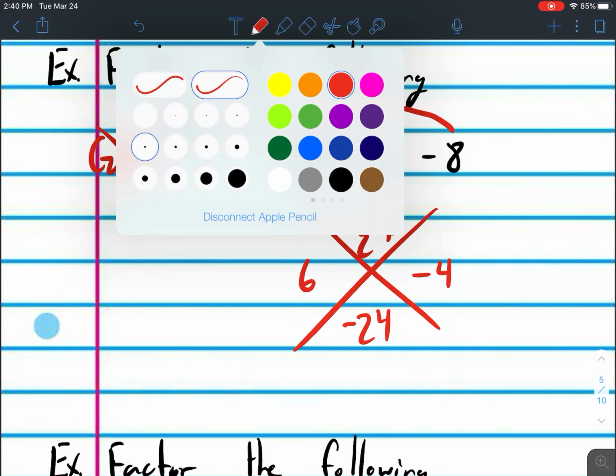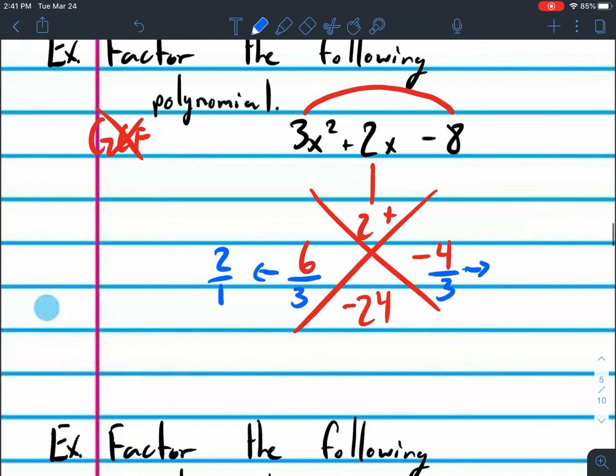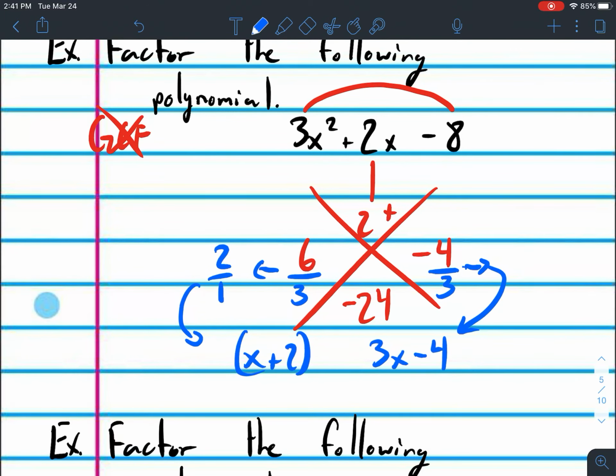Okay, now same thing. Because we did umbrella method, we must put the 3 underneath both of these. Okay? Negative 4 over 3 does not simplify. 6 over 3 does simplify, which means this is 2 over 1, which makes this, okay, bottoms up, which makes this x plus 2, and this 3x minus 4.